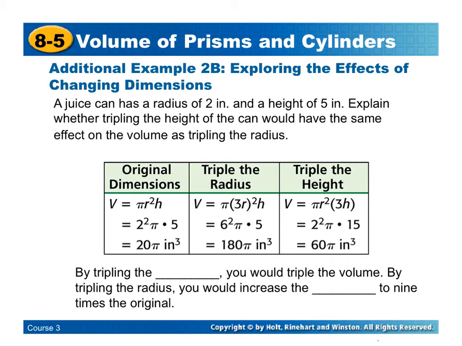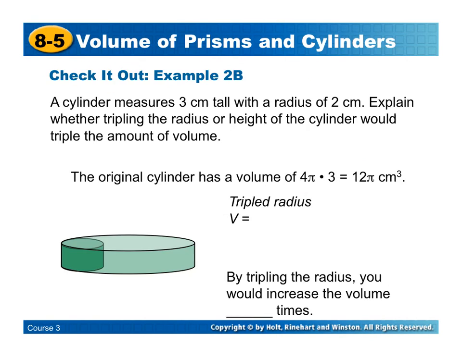By tripling the height, we would triple the volume, because we went from 20 to 60, so times 3. However, by tripling the radius, you would increase the volume to 9 times the original. And that's because of that square in the exponent. So it ends up being 9 times the original, because if you think about it, 3 squared is 9.